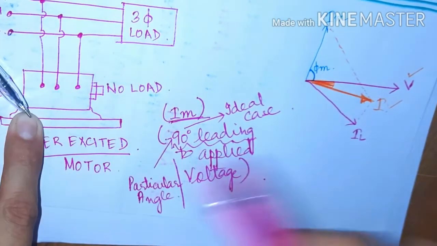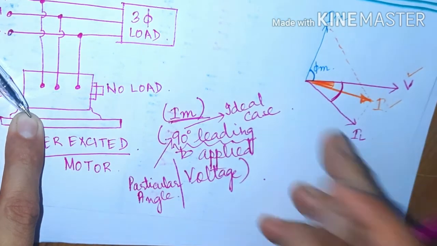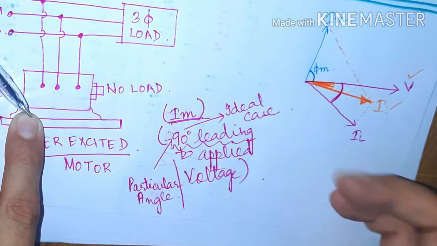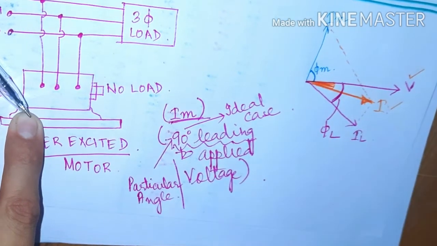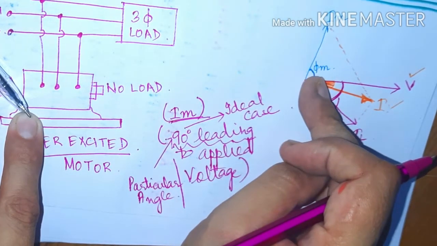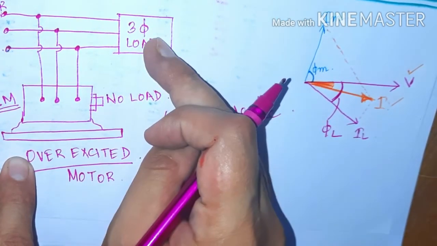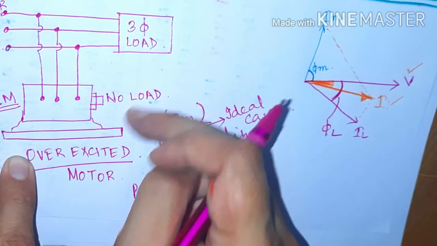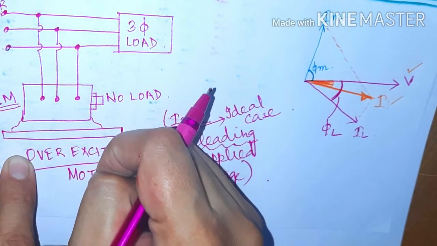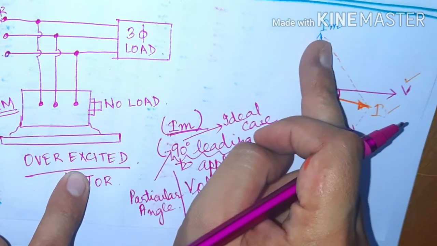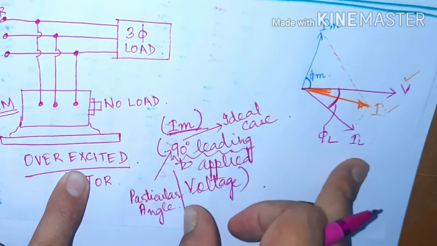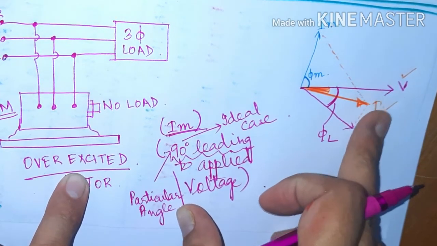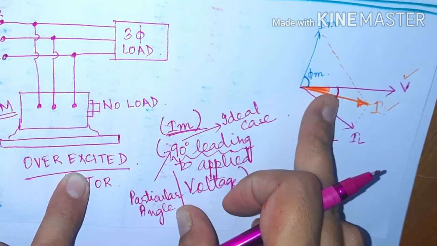Earlier your power factor angle was this big because your load current was lagging behind voltage by a particular angle, say phi L. But now, after you install a synchronous motor at no load in parallel with the three-phase or one-phase load, it behaves like an overexcited motor and starts drawing the current IM. The resultant of IM and IL gives I, which is now much closer to the applied voltage V. So the power factor angle has definitely reduced.